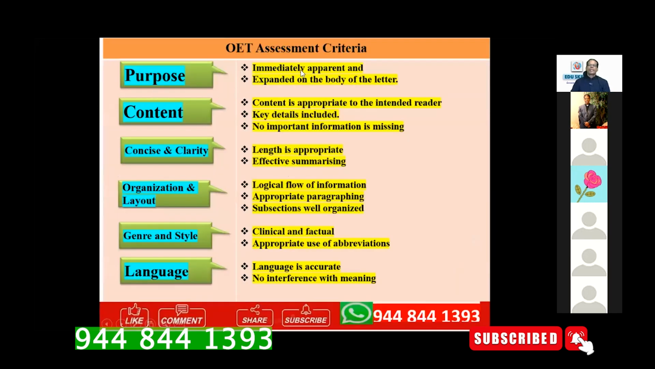Fine. And the assessment criteria, we are going into the letter at a glance. You should know that the purpose is immediately apparent and expanded on in the body of the letter. Purpose is given in the first paragraph. The second paragraph gives the details of the main issue. Then, till the request or recommendation, you have the purpose being explained or expanded. Content is appropriate to the intended reader. Key details included. No important information is missing. Conciseness and clarity. Length is appropriate. Effective summarizing. That's what I said.